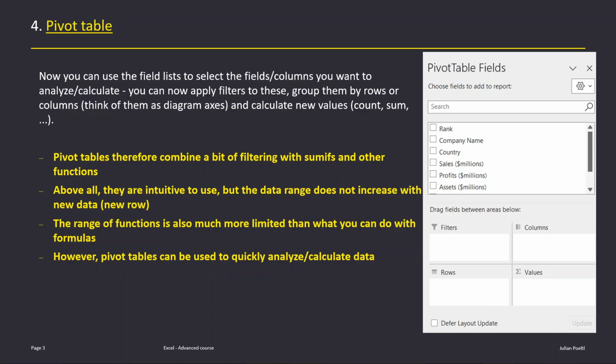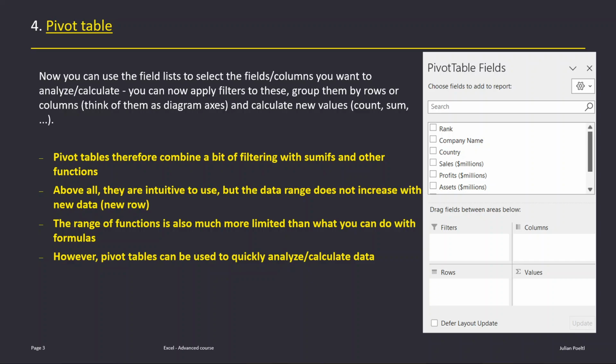You can also use the fields list to select the fields and columns you want to be analyzed or calculated. You can apply filters, group them, and so on. You can also calculate new values or measurements based on values and columns. So pivot tables are a little bit of a combination of filtering with some ifs and other formulas, and they're very intuitive to use. And this is also the problem.